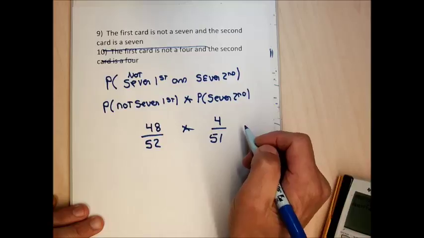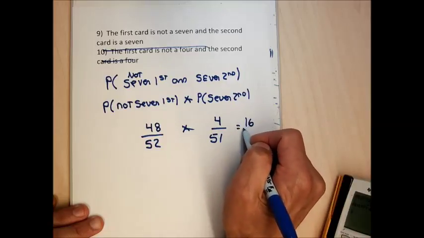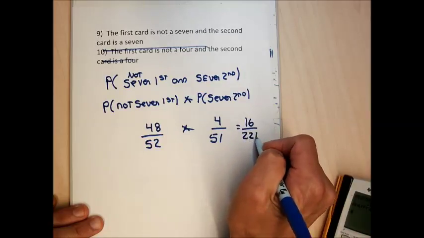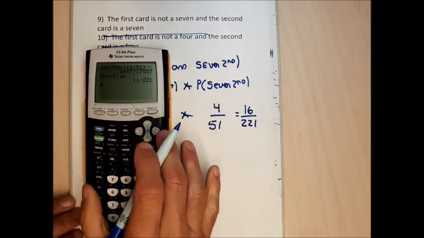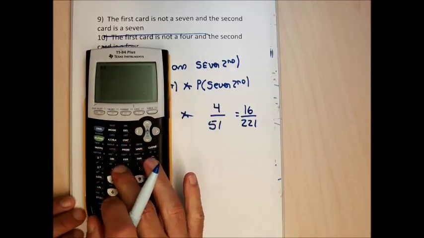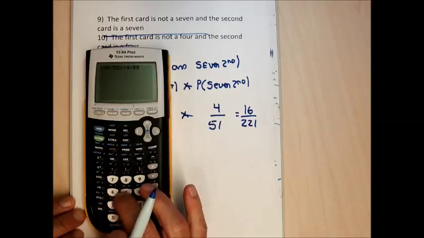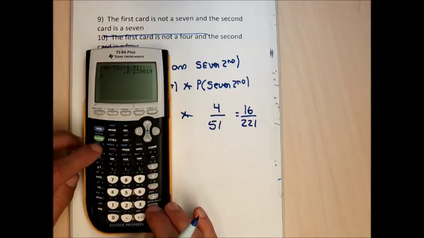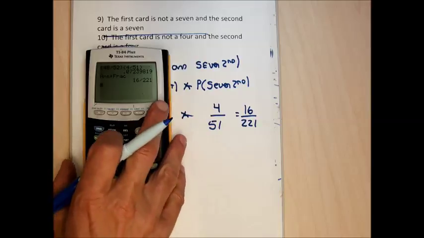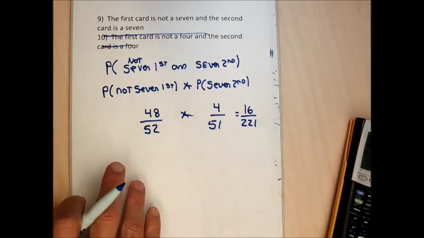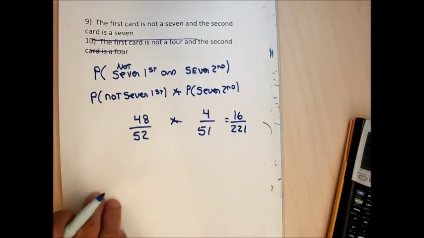And if I don't have a math error on my answer key, this is supposed to come out to 16 over 221. Let me try this. It feels so small. So I do 48 divided by 52 times 4 over 51, and then math, enter, and it's exactly 16 over 221. That's the first 10 problems.